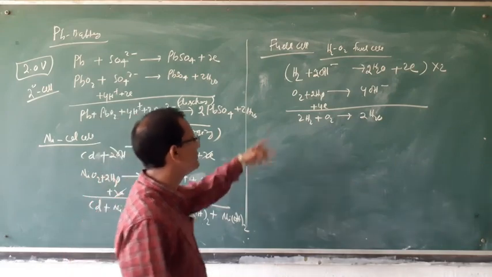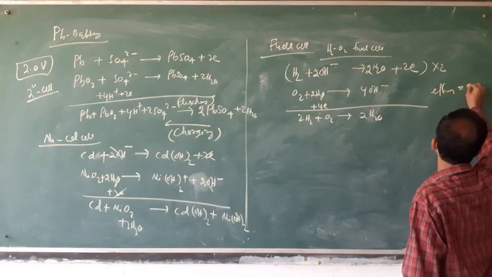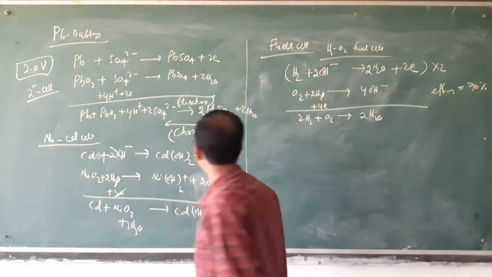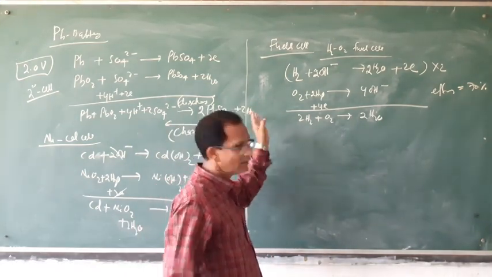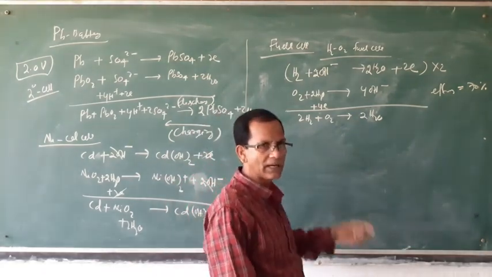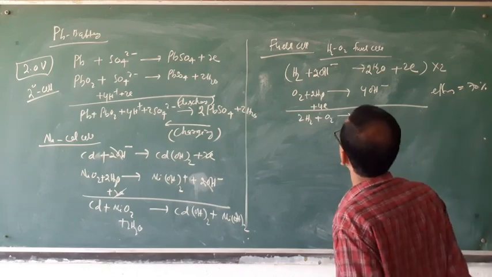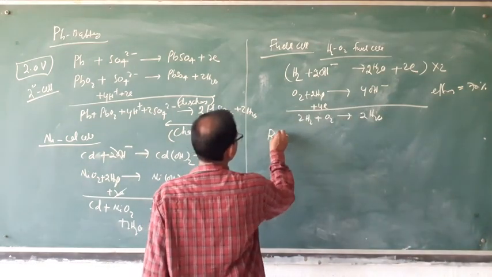It has high efficiency, 70% efficiency, free of pollution, no pollution, and it is the best cell. But maintenance is important. Regularly you have to supply hydrogen gas and oxygen gas from both sides for the running of the cell.